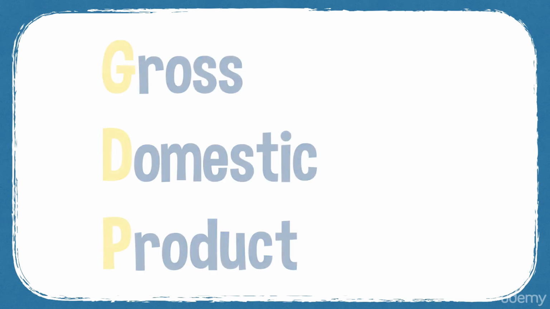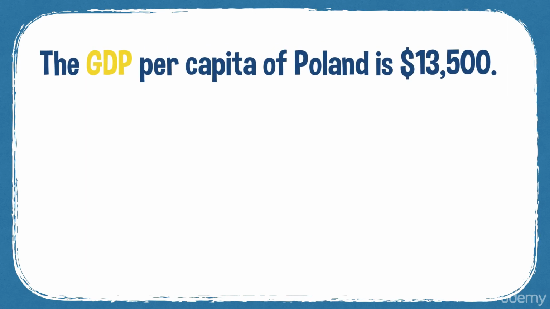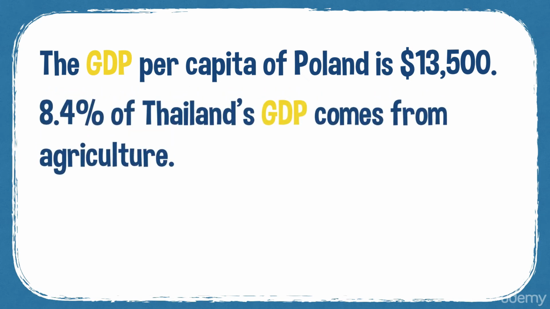It's often used to compare the wealth of countries and also to compare the wealth of the average person in each country. So, for example, we say things like the GDP per capita of Poland is $13,500. Capita means head. So, in other words, the GDP per capita means the GDP per person of Poland. And you calculate that, you take the GDP of Poland and divide it by the number of people in the country, and it shows you how much wealth each person has. 8.4% of Thailand's GDP comes from agriculture.